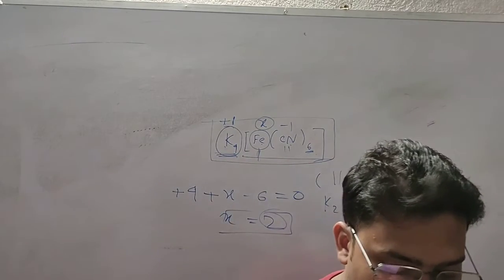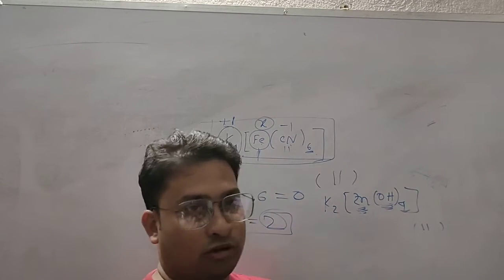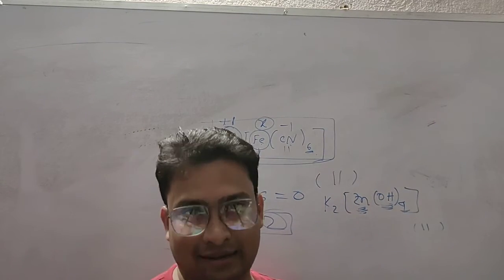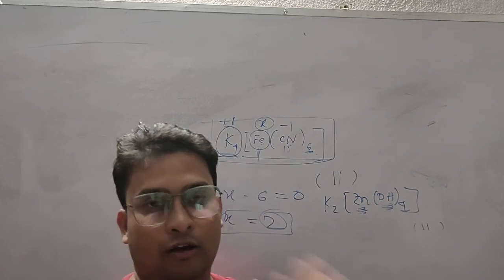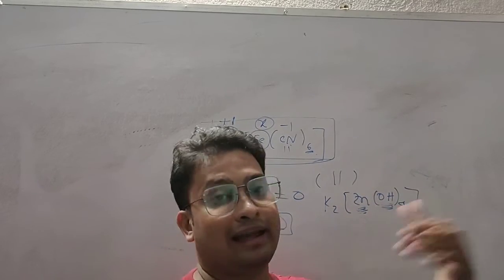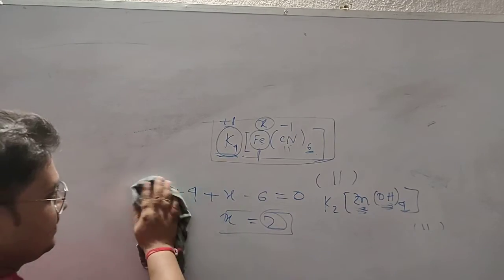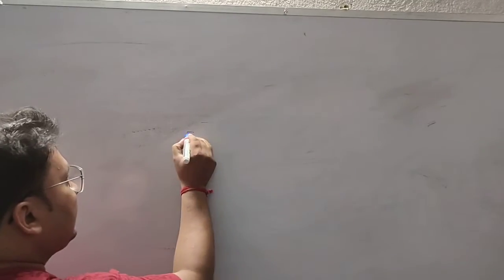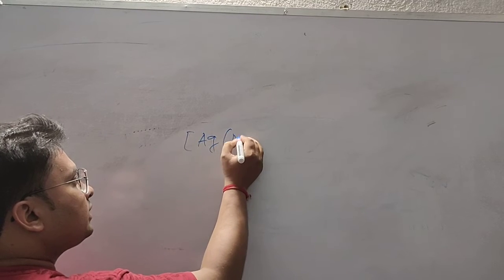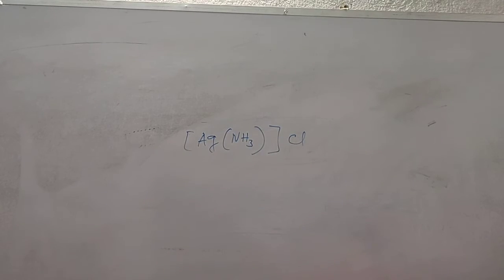But here it is different, because here the ionization sphere is positive and the coordination sphere is negative. For the case where the coordination sphere is positive and the ionization sphere is negative, we have to remember some exceptional cases. We have taken such an example: silver, ammonia, and chloride.